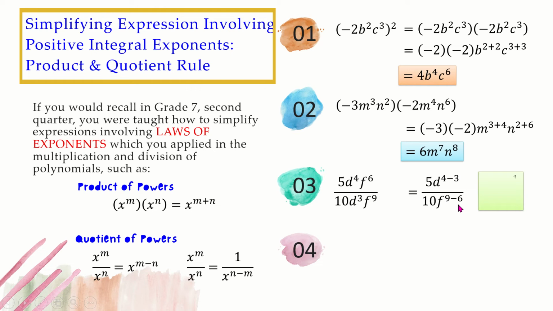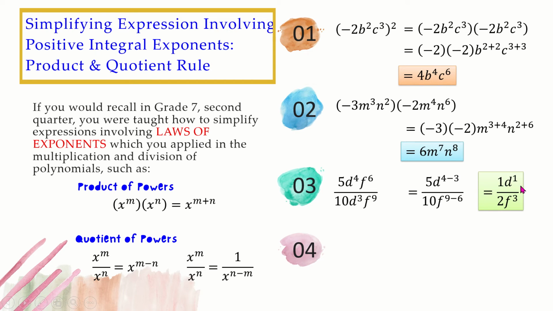Okay. Next. Why did you make it 1/2, sir? Okay. Why is this 1/2? Because 5 over 10 was reduced into 1/2. Why? Their common divisor is 5. So how many 5s in the 5 in the numerator? That is 1. How many 5s in 10? That is 2. Then the exponent of d will be changed into 1. Okay, 4 minus 3 is 1.